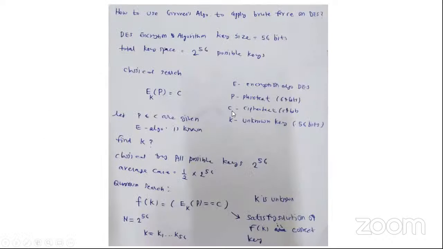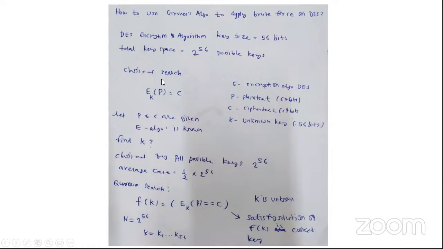Here is the proof, or some kind of derivation I have proposed, of how you can decrypt DES using Grover. As I already said, DES has a key size of 56 bits, so the total number of keys is 2 to the power 56. And what is the idea?